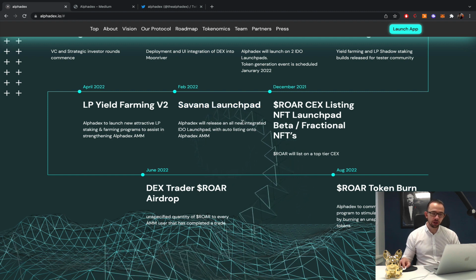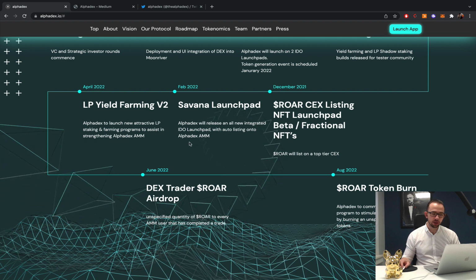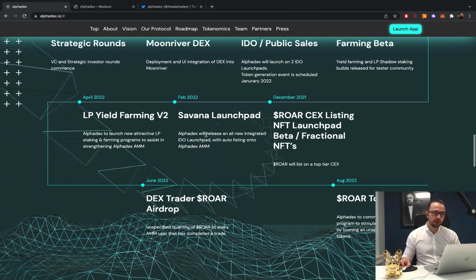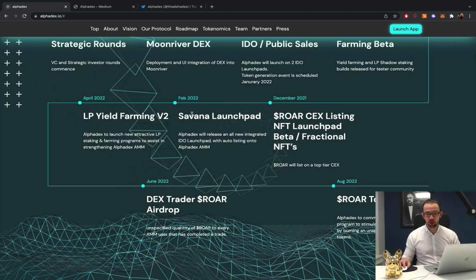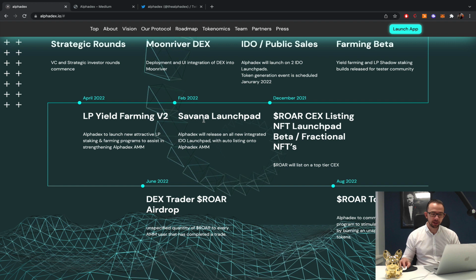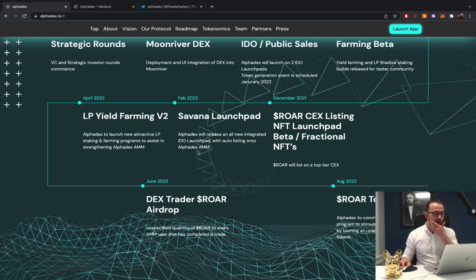Alphadex will release an all new integrated IDO launchpad with auto listing onto the Alphadex AMM, which I think is my main interest for Alphadex, right? The actual launchpads, obviously, I'm a launchpad fanatic. I'm very much into the IDO, so I think this might be a great opportunity.